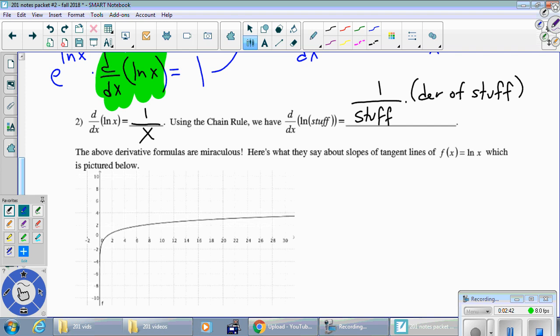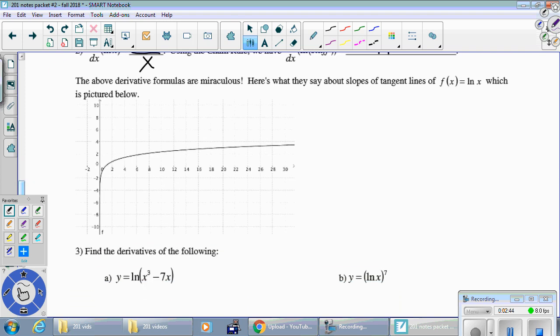Okay, the above derivative formulas are miraculous. Here's what they say about slopes of tangent lines of f of x equals ln of x, which is pictured below. Suppose that we go to, for example, x equals 4 on this curve right there. And we draw the tangent line at that point. The slope of that tangent line, according to our formula, is just 1 over x, right? The derivative of this ln of x is 1 over x. And so let's try that tangent line again. One more time. That's looking good. So the slope of this one at x equals 4 must be 1 over 4. It's just 1 over x.